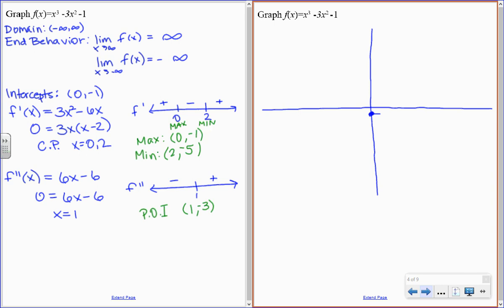So you know what I'm going to do? I'm going to write maximum. We have a minimum at 2, negative 5. And I'm going to label that minimum. And we have a point of inflection at 1, negative 3.